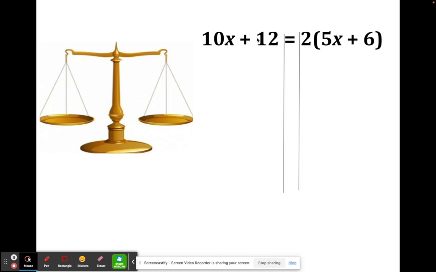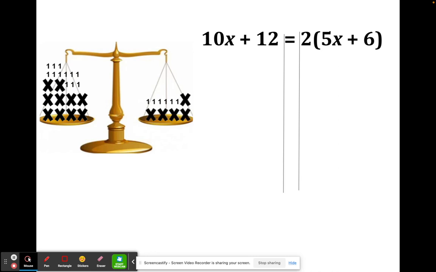Okay, I have an equation here, 10x plus 12 equals 2 times 5x plus 6. So that's what 10x plus 12 would look like. And here's one group of 5x plus 6 and another group of 5x plus 6. Let's try to solve this, see what happens.